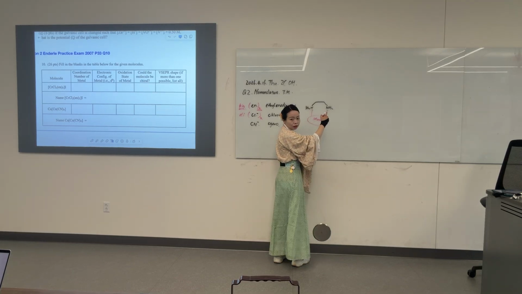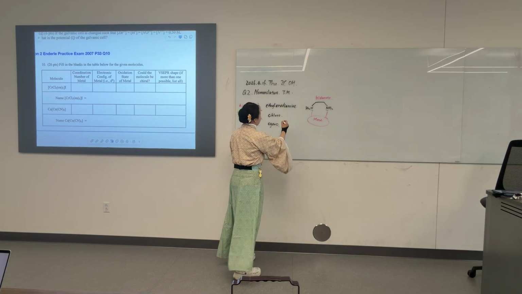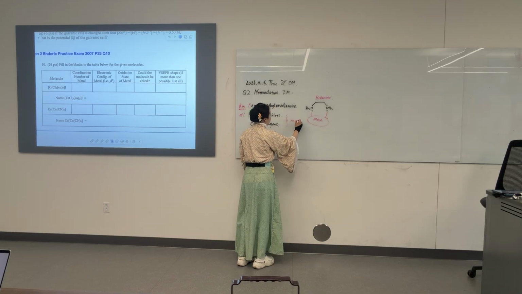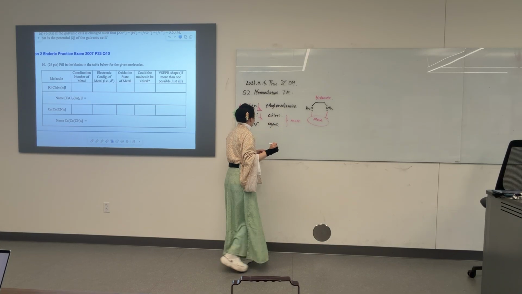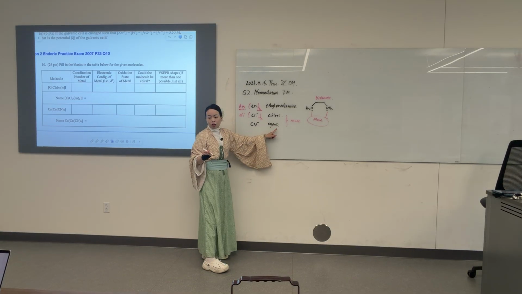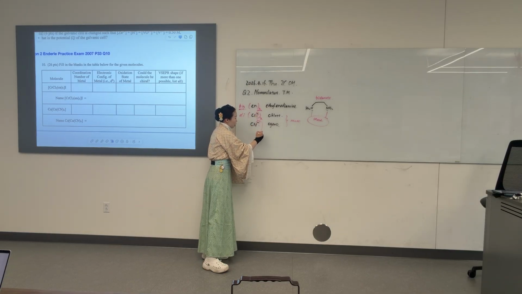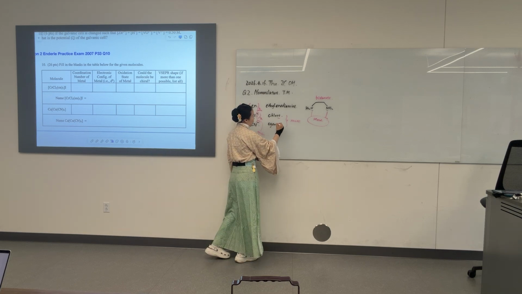We'll call this polydentate, or this one is actually bidentate. And both of those are mono. Another question, why do they all end with O? Because both of these are anions, so they all end with O.